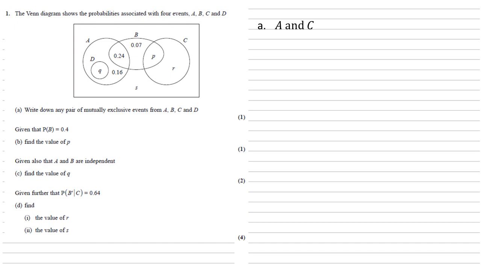We're now given that the probability of B equals 0.4. So for part B, we need to find the value of P. If we look at the oval for B, it's got 3 areas in it. It's got 0.24, 0.07 and P. As the probability of B in total is 0.4, these 3 areas have to add up to 0.4. So P is going to equal the total of 0.4 minus the other 2 areas, 0.24 and 0.07, giving us a probability of 0.09.